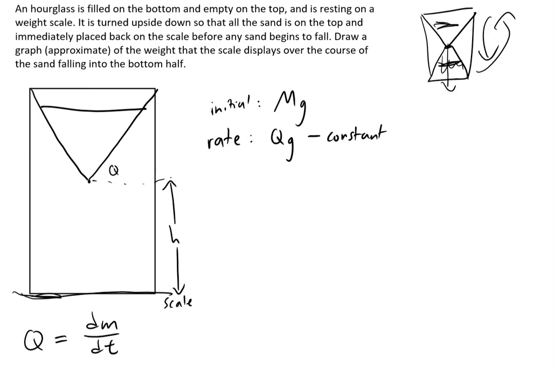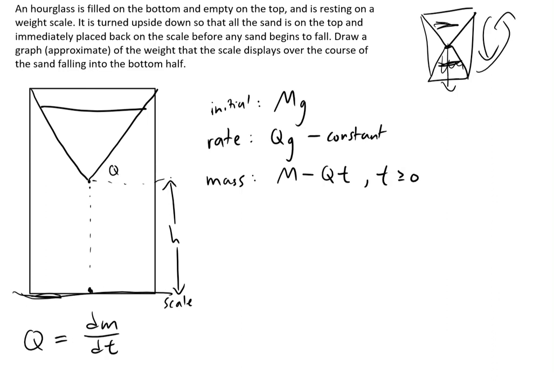And this rate is constant and the mass keeps decreasing with time. So the mass now looks like this. M, we'll just do mass for now. M minus Q times t, where t is some time greater than or equal to zero. Now this happens until the first grain of sand falls and then hits the scale at the bottom. Because what happens when the grain of sand hits the bottom is that its momentum has suddenly stopped. It has a velocity and it suddenly stops, so we know there's an impulse that happens.